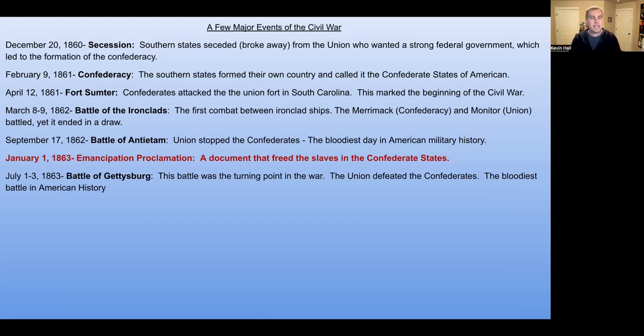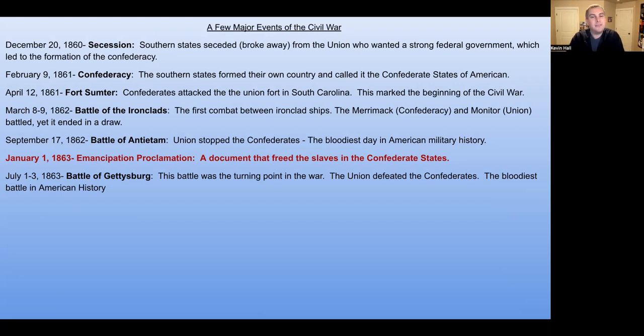And so the Confederate States were winning the Civil War until the Battle of Gettysburg. The Battle of Gettysburg really was a turning point. And after Gettysburg, things wouldn't look so good for the South for the rest of the war. The Battle of Gettysburg was the bloodiest battle in all of American history. So I hope you heard the difference there. The Battle of Antietam was the bloodiest day, but the Battle of Gettysburg was the bloodiest battle.